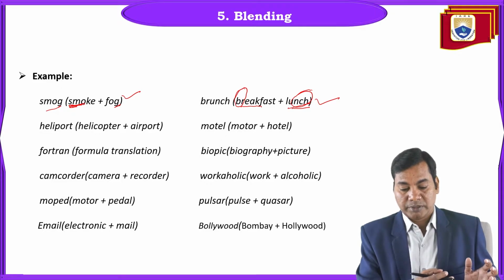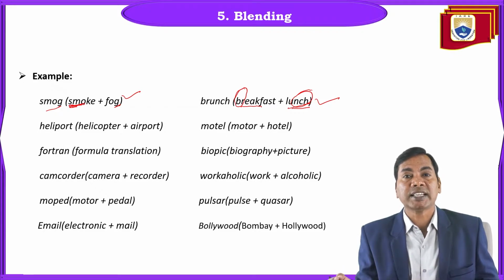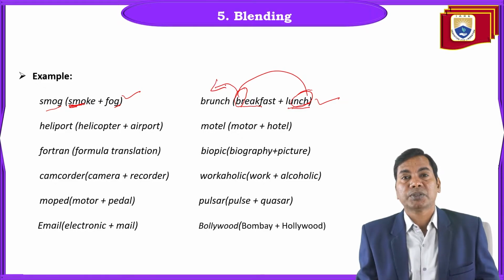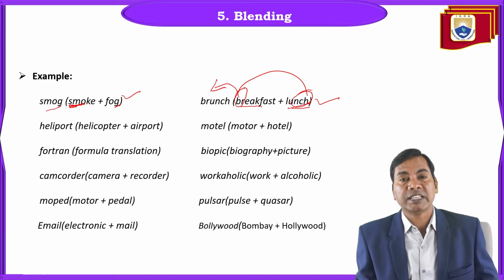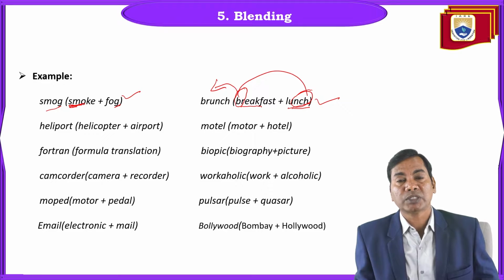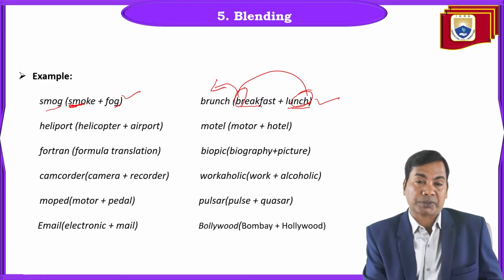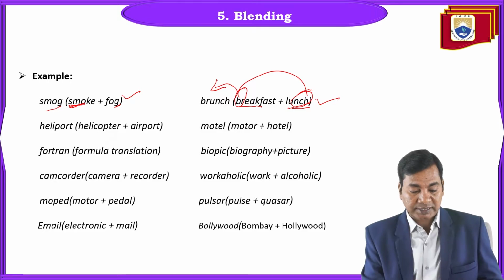BR from breakfast, and NCH in lunch. Together we have formed the word brunch. So brunch has come from the initial part of breakfast and the ending part of lunch, and we have clubbed these two to create the new word brunch. Now heliport, right?